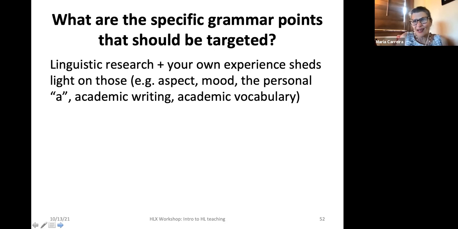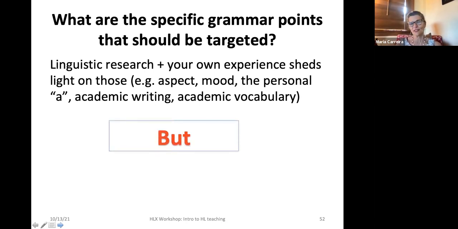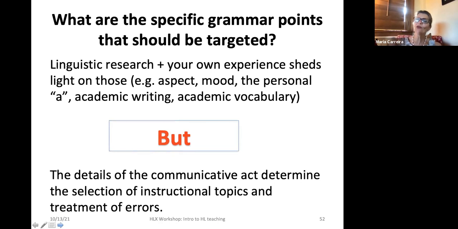I like to keep about 5 to 7 topics in my pocket that I constantly come back to, and where I have a lot of worksheets and things like that. Those are the high priority topics for me. But it doesn't mean that I exclude others. Remember, if the communicative task calls for others, I bring those up too. All right, and there's the bit, right? The communicative act determined the selection of instructional topics and the treatment of errors too, right?